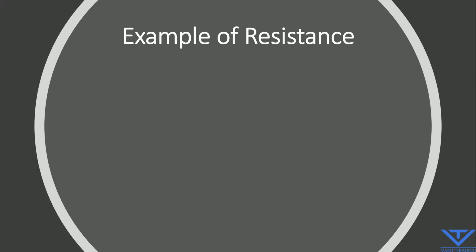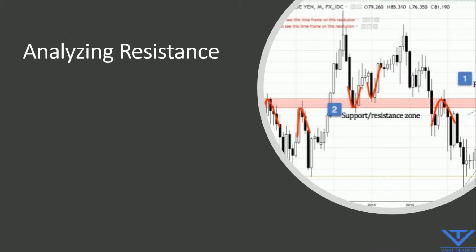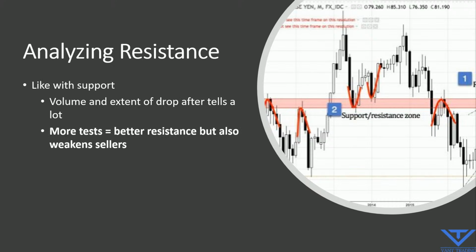Example of resistance, just like the support. Stock A can't trade above $25.05. Tested it over 5 times in the last 2 weeks, starts dropping. Is that resistance? Yes, you should know that. Hopefully by now you should at least have a general understanding. So analyzing resistance is going to be like analyzing support, but on the upside. Volume and the extent of the drop after testing it is going to tell you a lot. The more tests, obviously, the better, because you have now tested that seller.